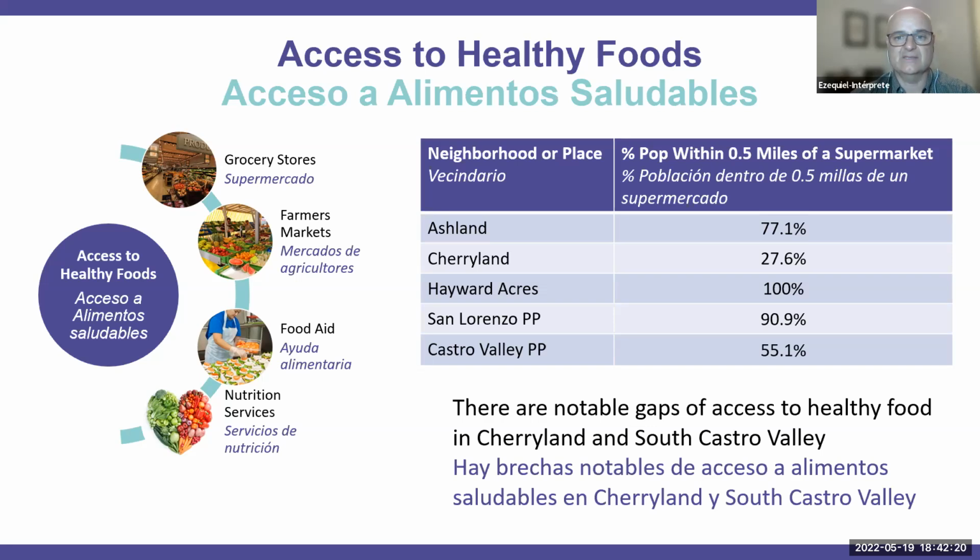Some areas, especially lower income areas, do not have adequate physical access to nutritious healthy foods, or they cannot afford healthy food. And what we found is that there are fewer resources in Cherryland and South Castro Valley. Only about 28% of Cherryland residents live within walking distance of a supermarket. And in Castro Valley, that proportion is 55% for residents.